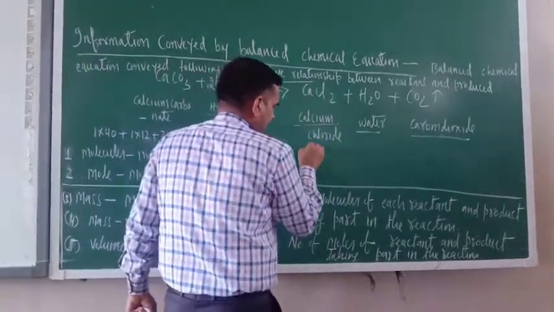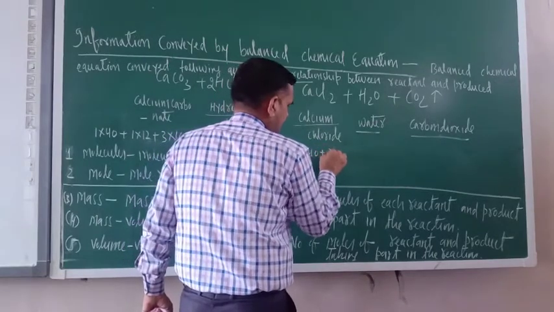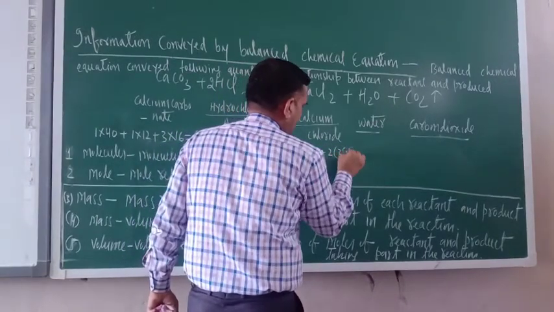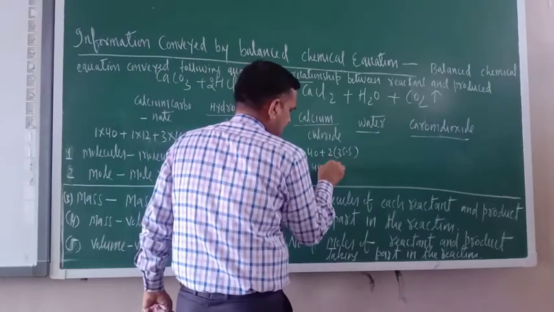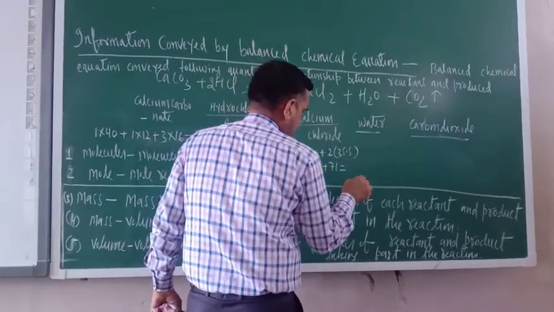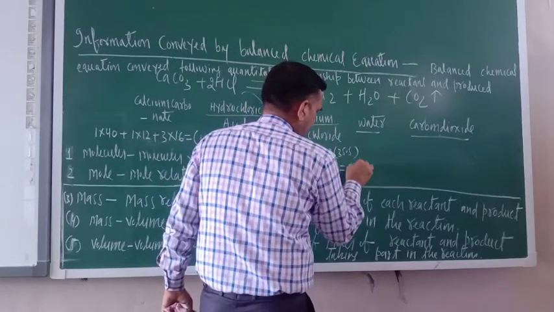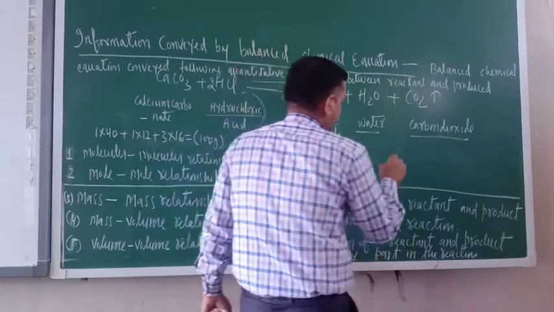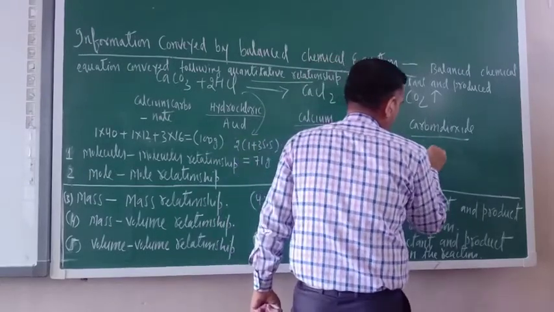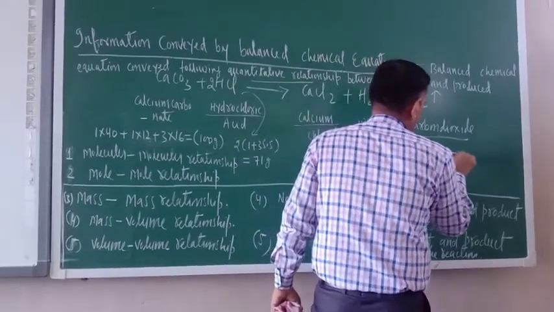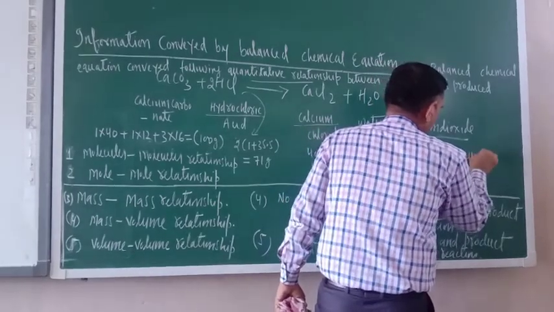Here, calcium 40 plus 2 into 35.5. So what is this? 40 plus 71, that is equal to 111 gram. Here it is 18 gram. Here, 12 plus 32, that is equal to 44 gram.